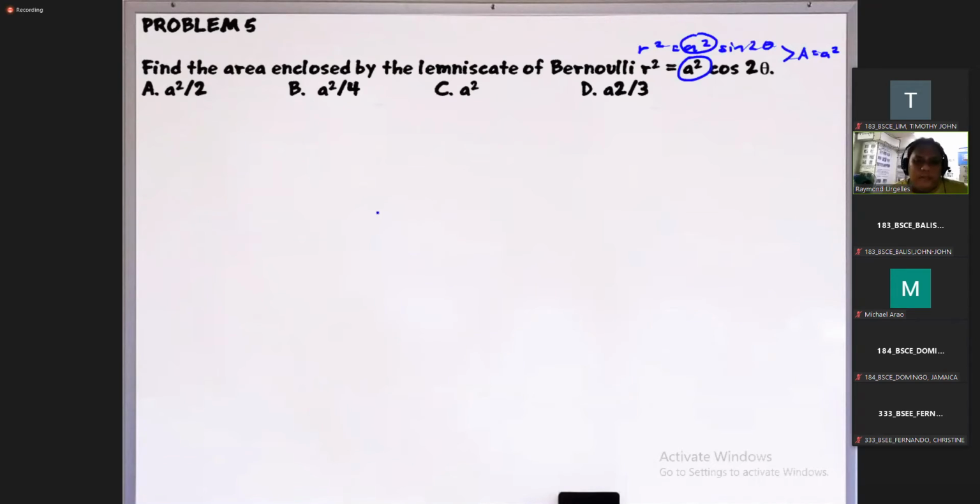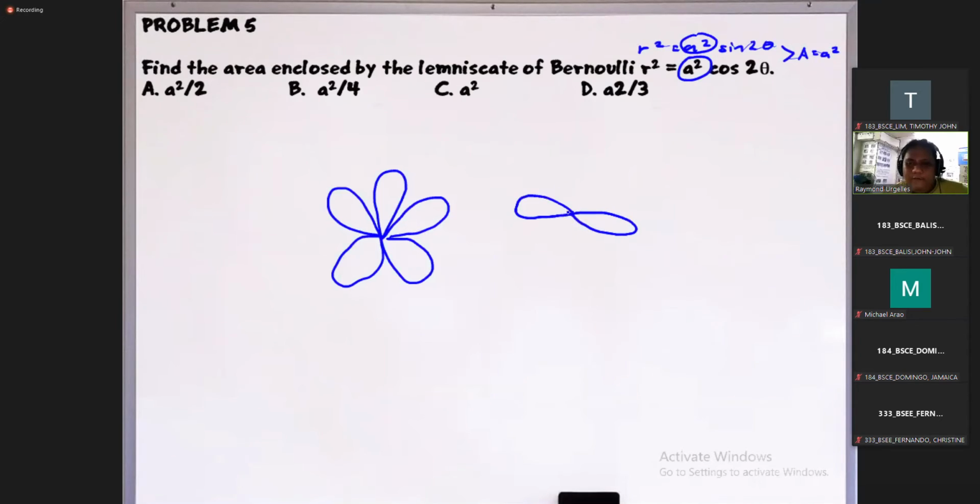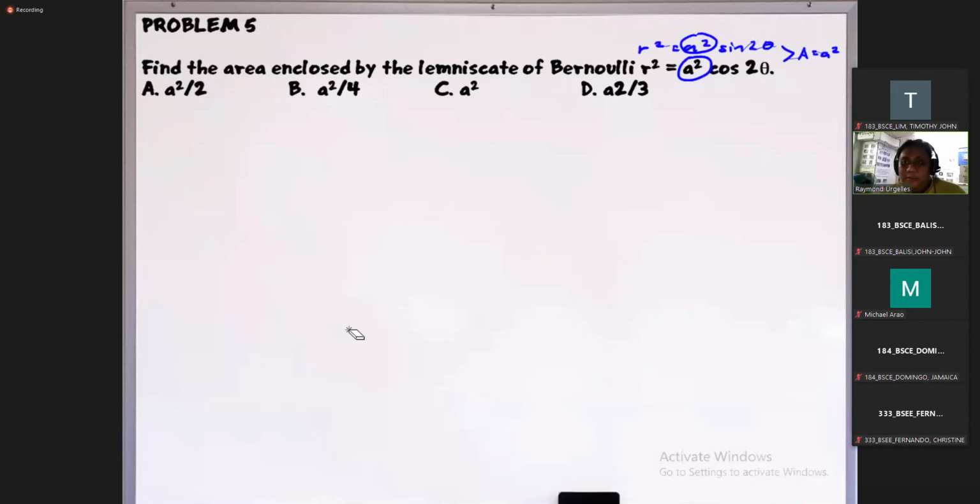By the way, itong lemniscate, tinatawag din natin to na two-leaf rose. Kasi yung mga rose natin sa polar curves, ganito yung shape. So this is a 5-leaf rose. Kaya yung lemniscate of Bernoulli, pwede mo i-consider as a two-leaf rose, kaya yung format ng equation natin sa kanya kamukha din sa rose. Again, ito yung direct formula natin sa lemniscate, kaya alam natin kaagad yung sagot dito, letter C.